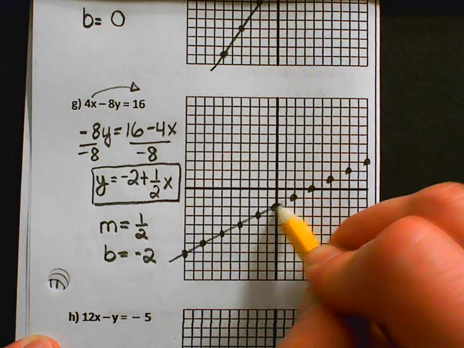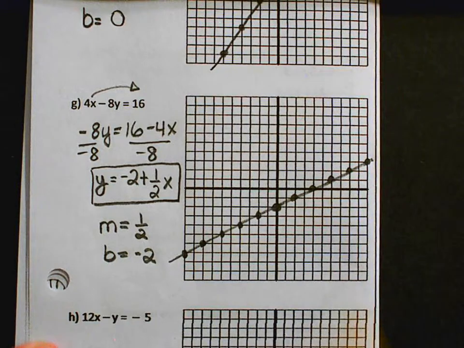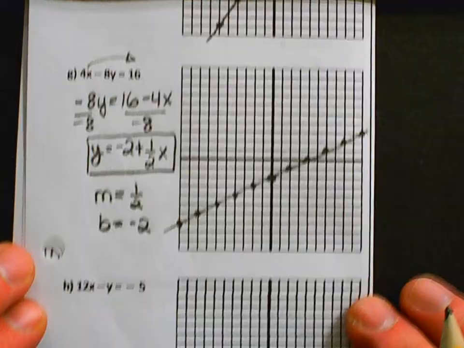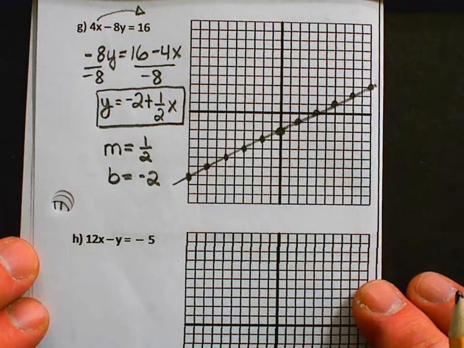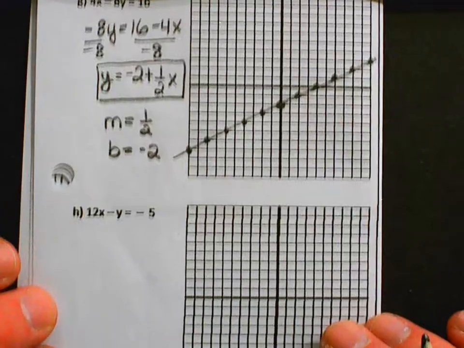And now remember, you're supposed to have a straight line. So if you don't get a straight line, that means you have to erase and try it again, because you probably made a mistake somewhere. Okay? Alright, let's go on to letter H.